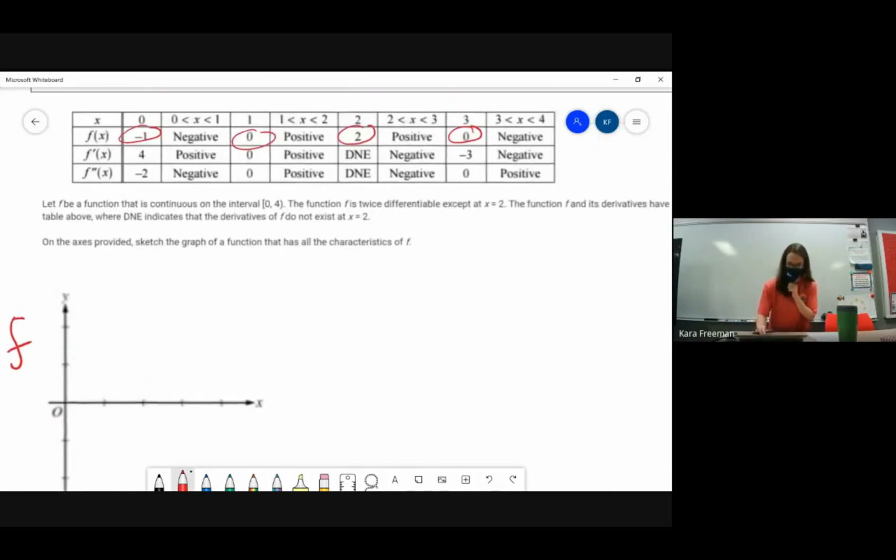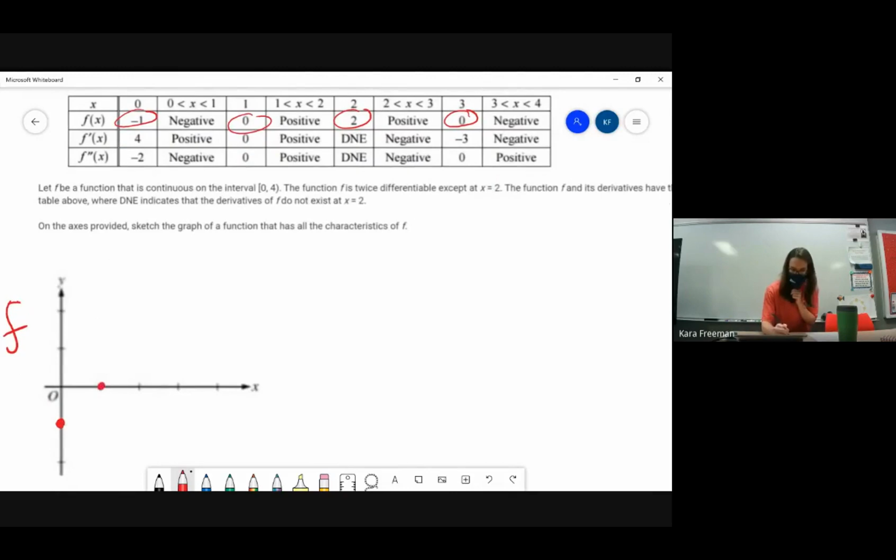(0, -1), (1, 0), (2, 2), and (3, 0). Okay. Now, between each of those points, we're just going to piece together those little pieces of elbow macaroni. We just got to get the right shape. So between 0 and 1, f prime is positive and f double prime is negative. So what does that mean about f? If you want to annotate that, do so. What does f prime positive mean about f? F is increasing. What does f double prime negative mean about f? Concave down.